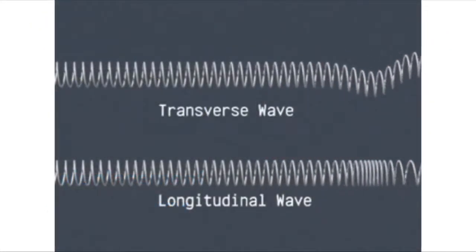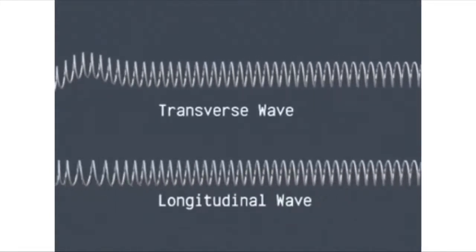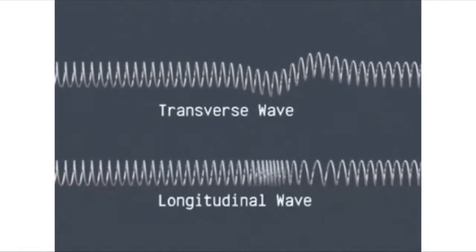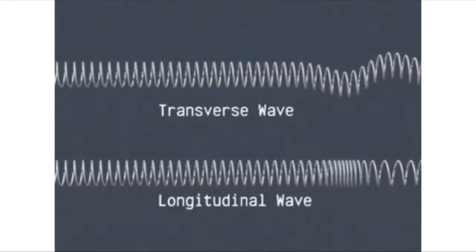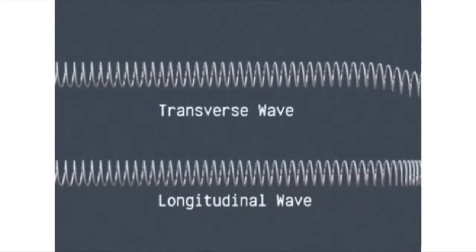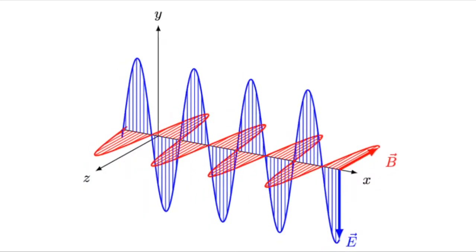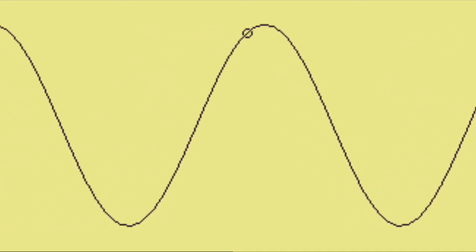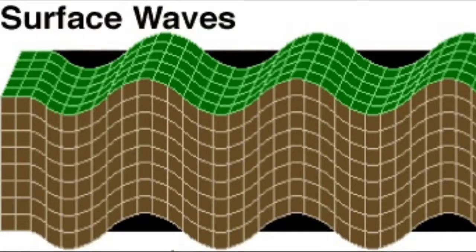There are different types of waves, such as transverse waves, when a wave propagates through a medium perpendicular to the energy transfer, and longitudinal waves, when a wave propagates through a medium parallel to the energy transfer. Sound is also a longitudinal wave, which we will cover more throughout this video. Other types are electromagnetic waves, mechanical waves (sound is also a mechanical wave), gravitational waves, and surface waves.